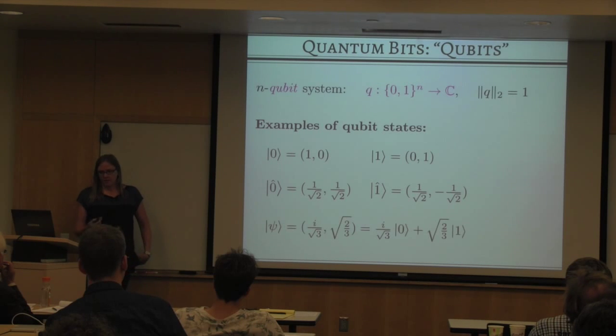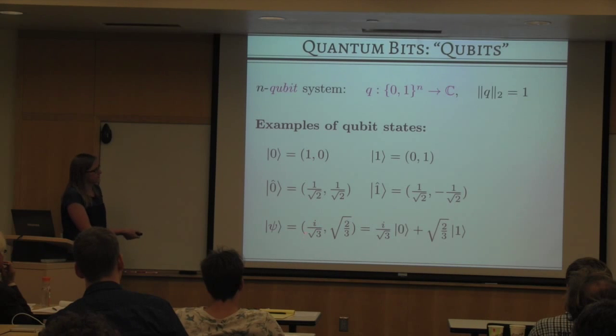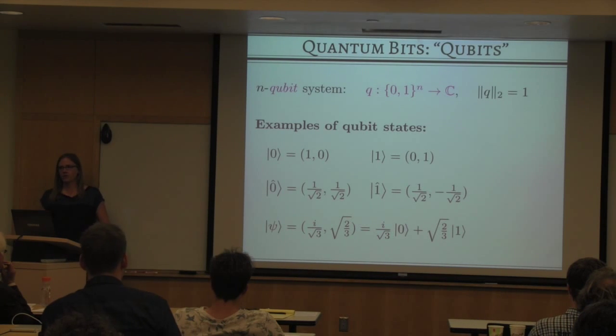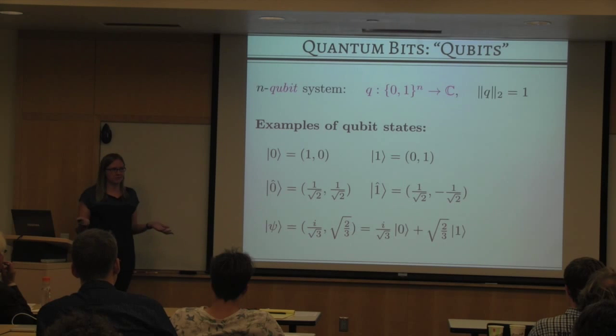And then more generally, things can get more exotic. We can also have complex weights, and we commonly write this in the standard basis like this. Okay, so what can we do to a quantum state? What kind of computations can we do?